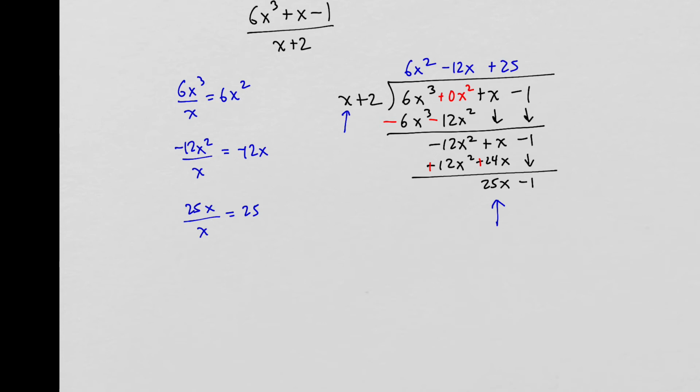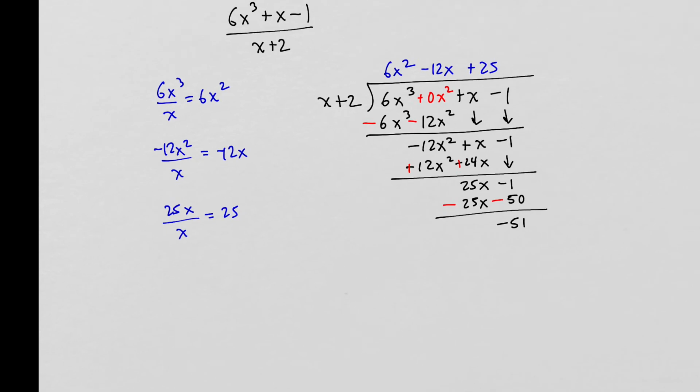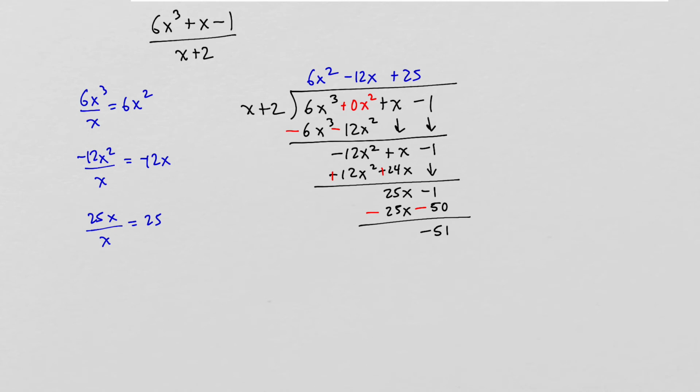And then we multiply. 25 times x is 25x. And 25 times 2 is positive 50, so I'll just write 50. And then we have to subtract those. And we get negative 1 minus 50 is negative 51. So again, this is our quotient. That's the main part of our answer. And this negative 51 is our remainder.